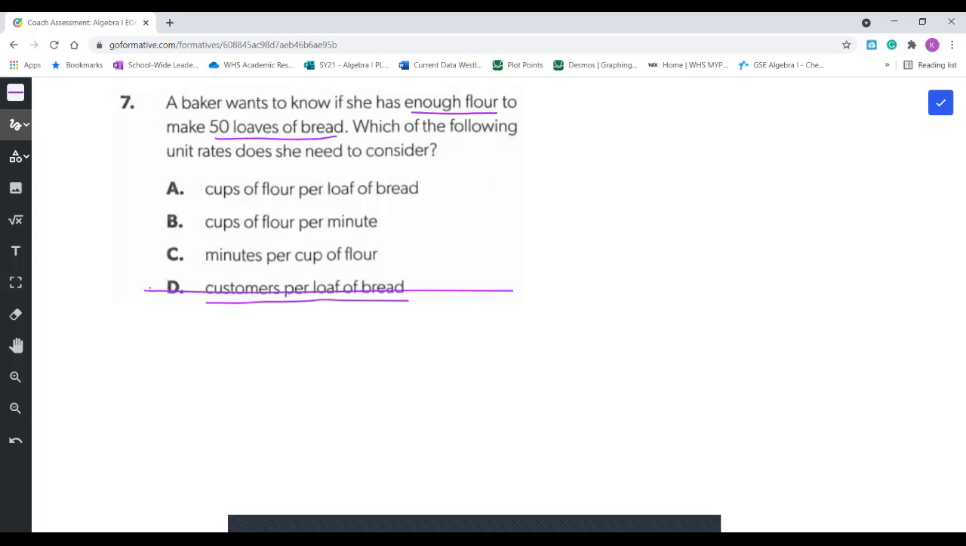And to D. So C, minutes per cup of flour? Minutes? I mean, I guess if you wanted to find out how long it takes to pour out a 50-pound bag of flour, this may be useful, but it has nothing to do with how many cups of flour she's going to need to bake the loaves of bread. All right? Cups of flour per minute? What? For the same reason as C, it just doesn't make sense. However, cups of flour per loaf of bread. You need to know how many cups of flour per one loaf. And then if she's making 50, she can just simply multiply those two values to find out how much total flour she needs. So obviously A is the right answer.